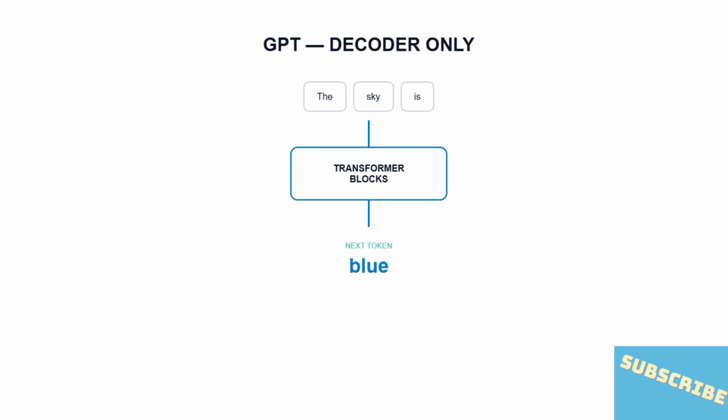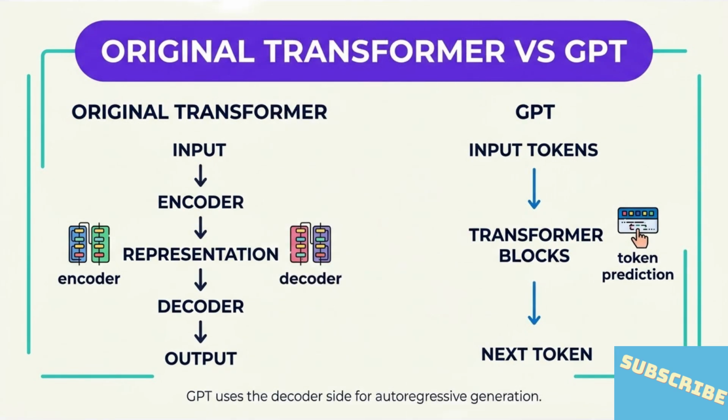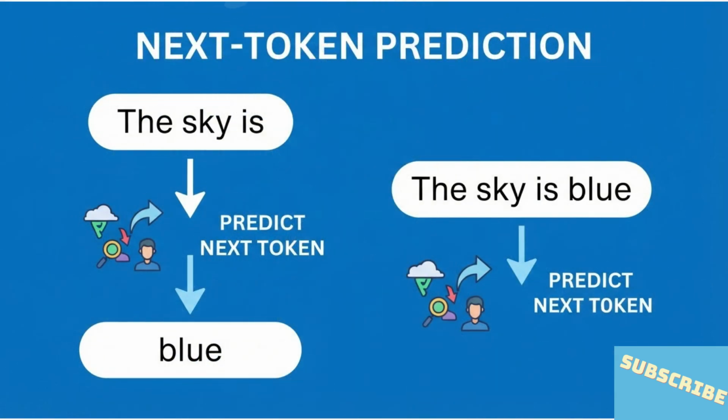But modern AI models don't all use this classic structure. In the GPT style, models like ChatGPT use a decoder-only architecture. Instead of translating a complete sentence, it takes an input, runs it through stacked transformer blocks, and is trained to literally just predict the next token. If the input is the sky is, it predicts blue. Then blue becomes part of the sequence, and it just keeps predicting the next word.